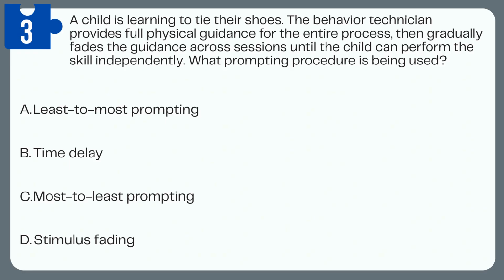Question 3. A child is learning to tie their shoes. The behavior technician provides full physical guidance for the entire process, then gradually fades the guidance across sessions until the child can perform the skill independently. What prompting procedure is being used? A. Least to most prompting. B. Time delay. C. Most to least prompting. D. Stimulus fading.